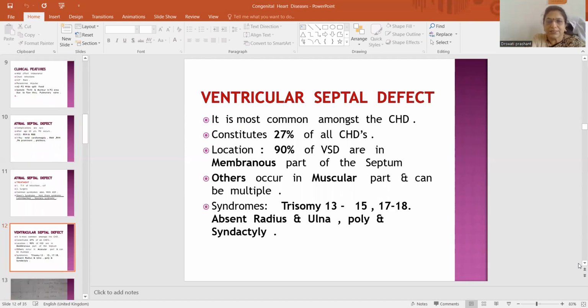Now coming to VSD, it is the most common among the congenital heart diseases, constituting 27% of all CHDs. Location: 90% of VSDs are in the membranous part of the septum. Others are in the muscular part and can be multiple. Syndromes associated with VSD are trisomy 13, 15, 17, 18, absent radius and ulna, polydactyly, and syndactyly.